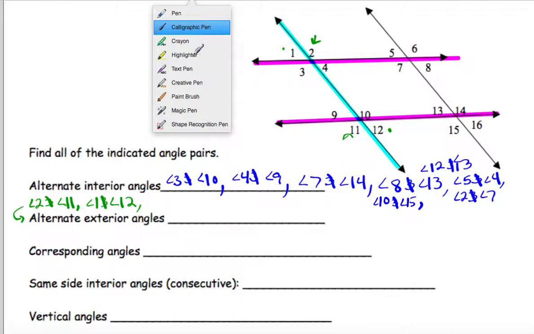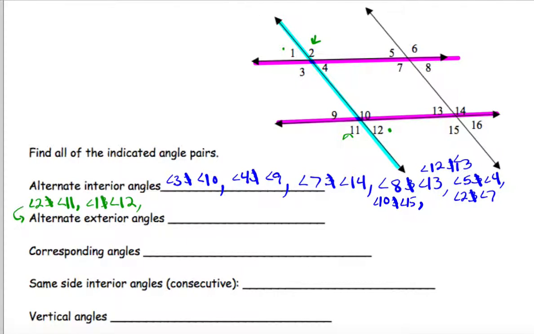Then if I go to the other line over on the right here, I'll give it a little green dotting over there. If I'm using that one, 5 would go with 16, and 6 would go with 15, being on the outside and opposite sides of that green transversal. So now let's kind of switch this up here.